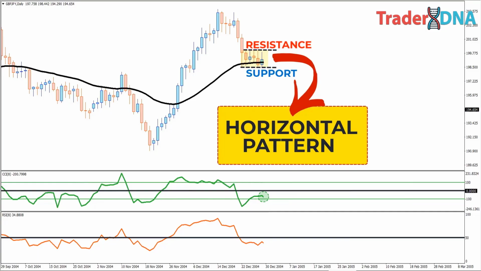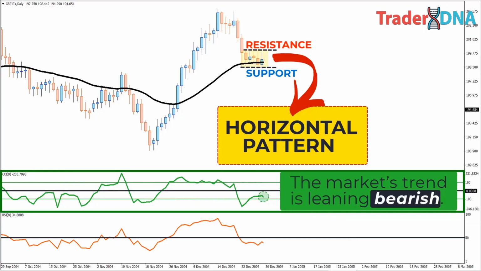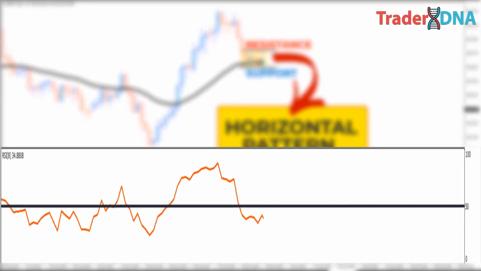This indicates that although the price is currently in a sideways phase, the market's trend is leaning bearish. From this, you can clearly see why the CCI indicator is so crucial. It provides an early perspective on the potential direction of the market trend, even while the market is still consolidating in a sideways phase. Next, let's analyze the RSI Relative Strength Index indicator.